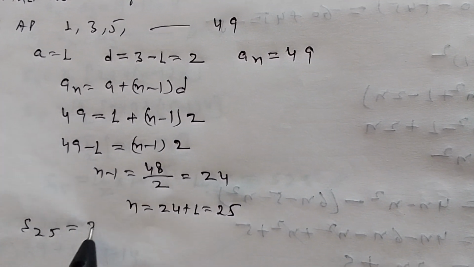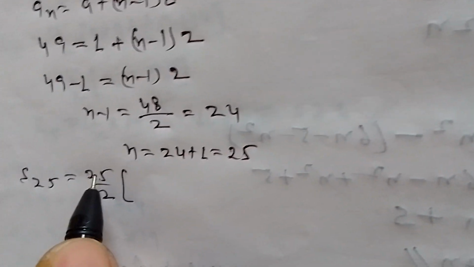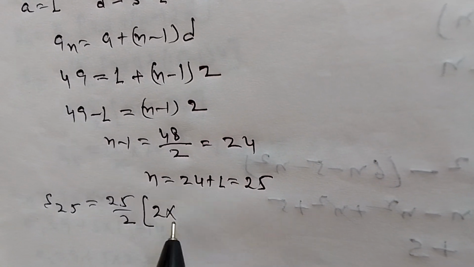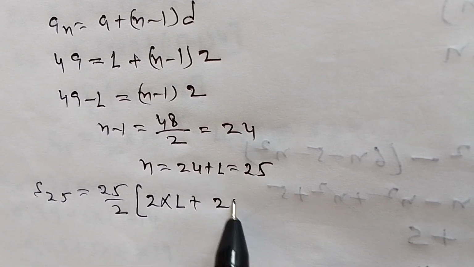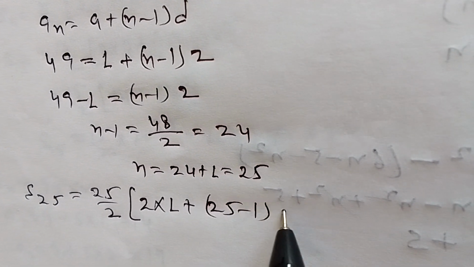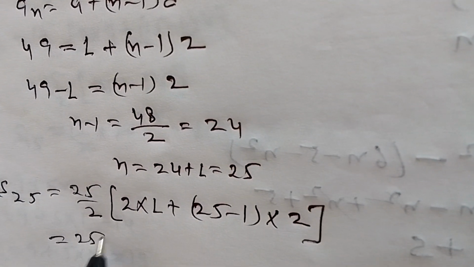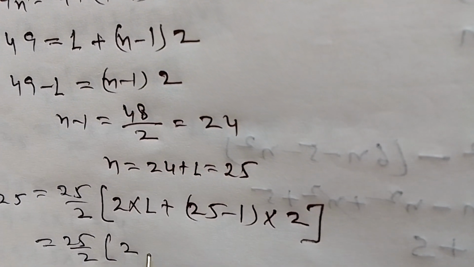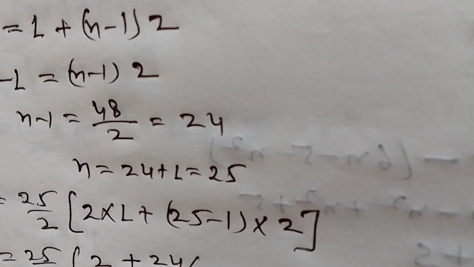So 25 divided by 2, calculating the sum, the formula is n by 2 times (2 multiplied by a, which we have taken as 1, plus (n minus 1), that is 25 minus 1, multiplied by the common difference d, that is 2). So it comes out to be 25 divided by 2, 2 multiplied by 1, that is 2, plus 24 multiplied by 2, which comes out to be 48.